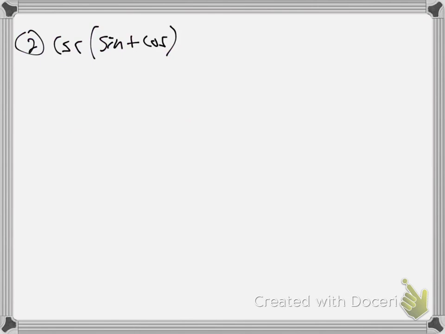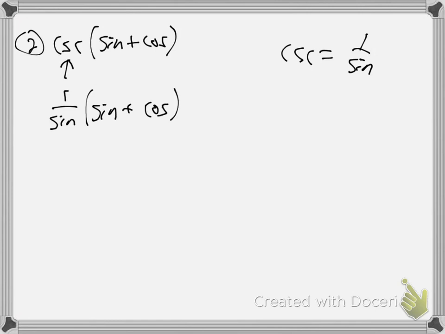All right, so how do you do this one? Well, number 2. As soon as I see cosecant, what am I going to do? Cosecant is equal to 1 over sine, right? So whenever I get secant, it's 1 over cosine. Cosecant's 1 over sine. Put those on your 3x5 card. 1 over sine times sine plus cosine. Good so far. And now distribute.